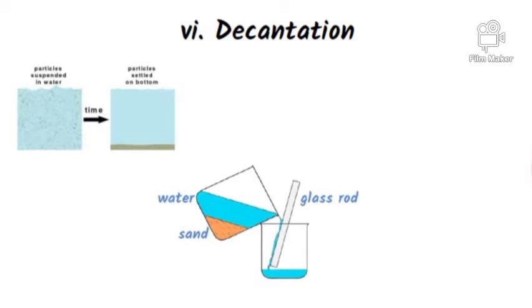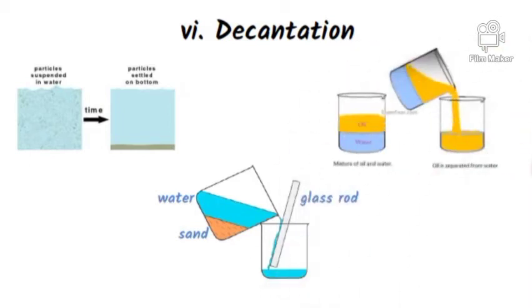At our homes too, when the rice and pulses are washed with water before cooking, the water is separated from them by decantation. The method of decantation can also be used for separating two immiscible liquids like oil and water.